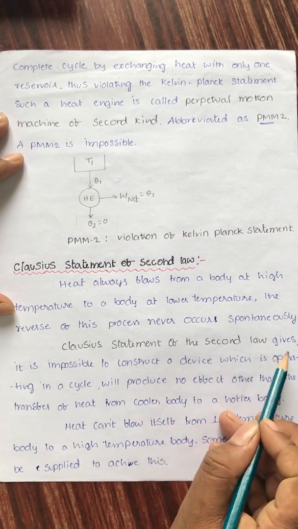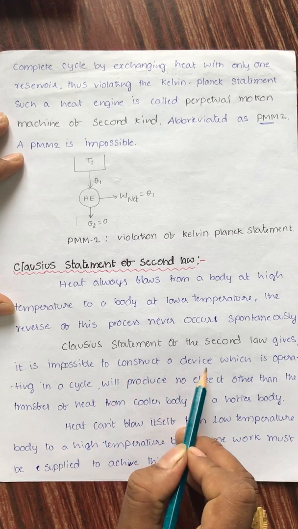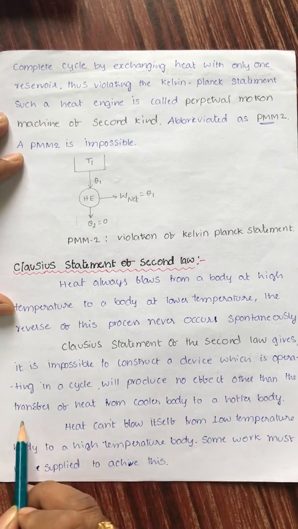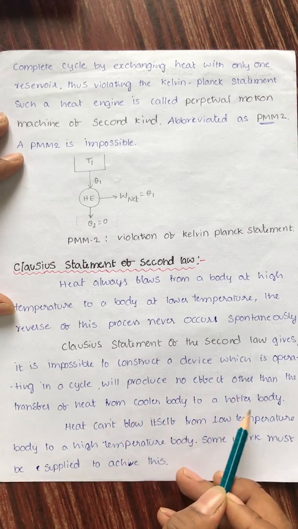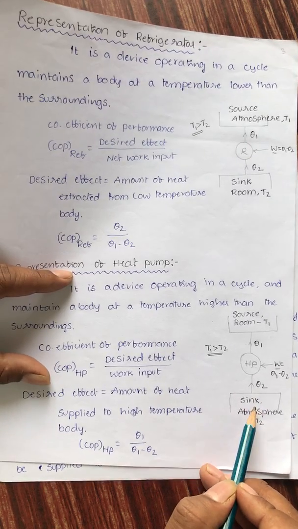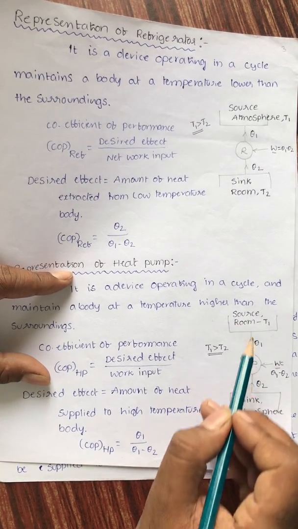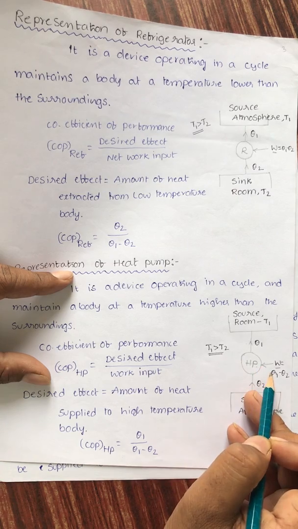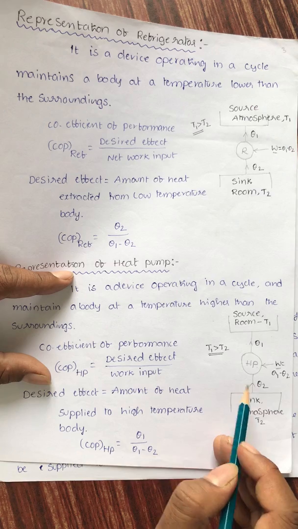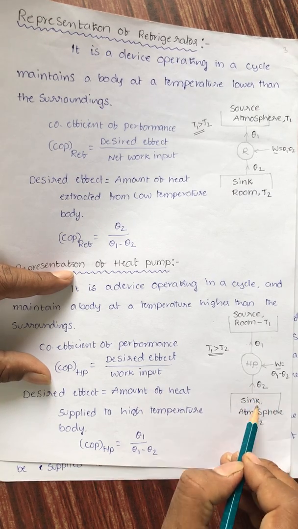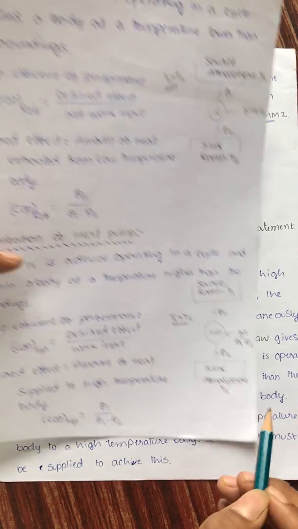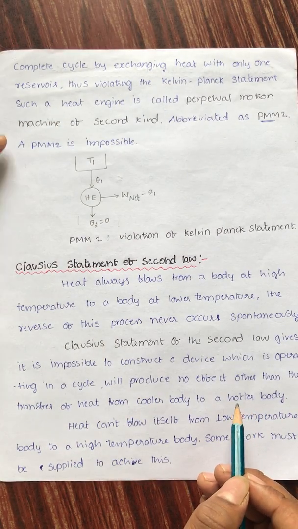The Clausius statement of the second law says it is impossible to construct a device operating in a cycle that will produce no effect other than transfer of heat from a cooler body to a hotter body. That means it is not possible to transfer heat from a low temperature body to a high temperature body without doing anything. With some work or energy we can achieve that, that is, heat can flow from a low temperature body to a high temperature body if you supply some amount of energy to the system. That is the Clausius statement of the second law of thermodynamics.